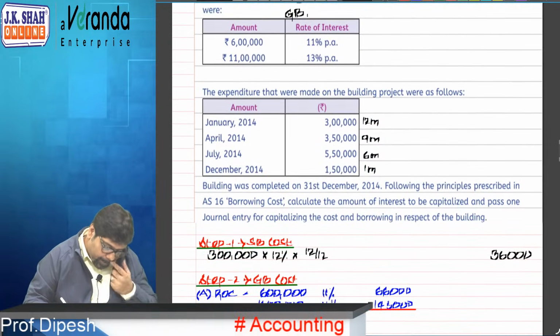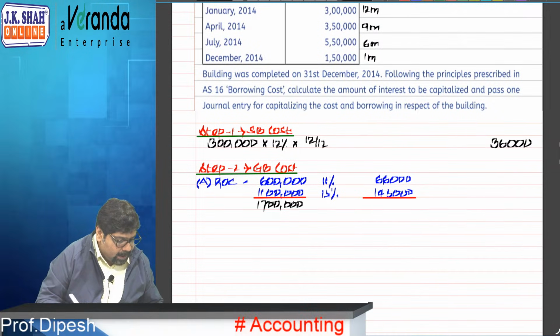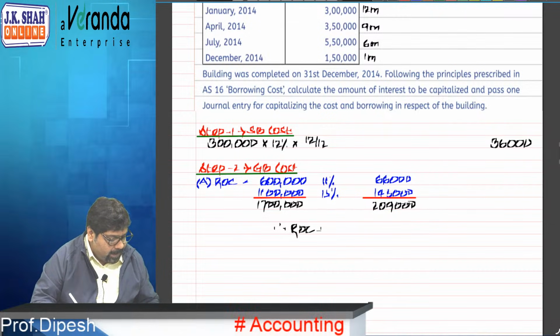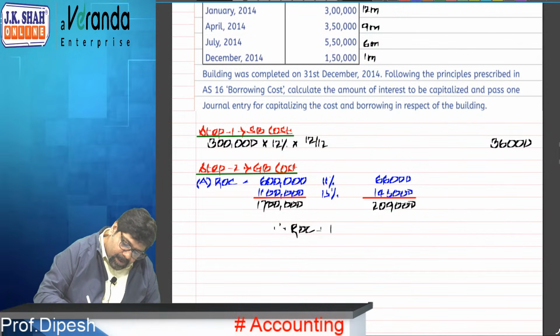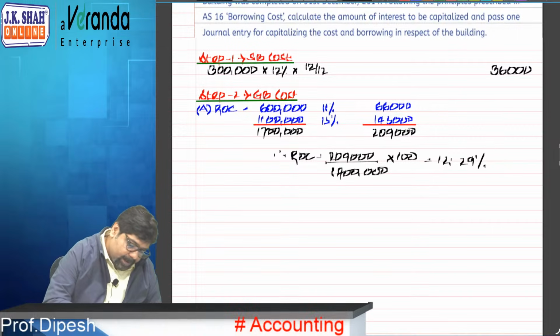So 17 lakhs and 209. Correct? Therefore, ROC is equal to 209 divided by 17 lakhs into 100, which is equal to 12.29%. Correct? Then B.